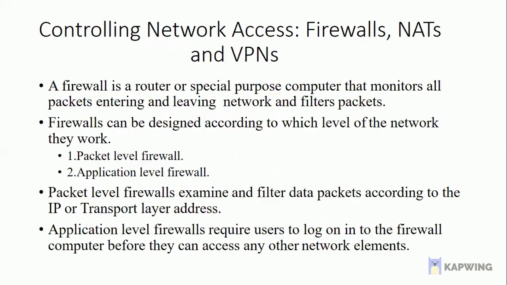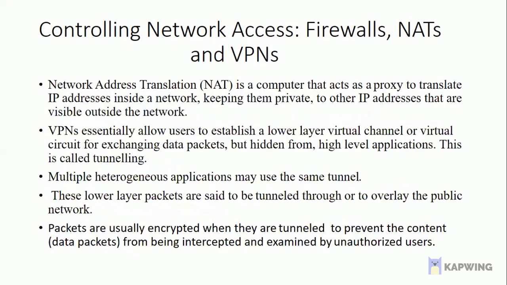Controlling network access. So how to control it: different types of firewalls, NAT, and VPNs. The firewall is a router or special purpose computer that monitors all packets entering and leaving networks and filters packets. Firewalls can be designed according to which level of the network they work at, packet level or application level firewall. A packet level firewall examines and filters data packets according to IP and transport addresses. Application level firewalls require users to log on to the firewall computer before they can access any other network element.